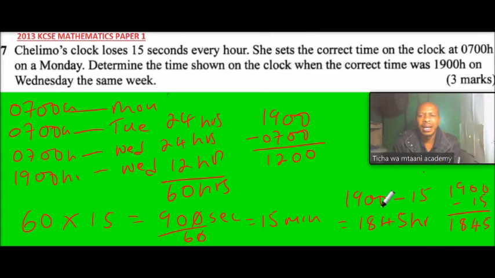This means in 12-hour system, the time was 6:45. In 24-hour system, it is 18:45. So you should be able to know how to convert 24-hour system to 12-hour system like that. But that is how you work out that question.